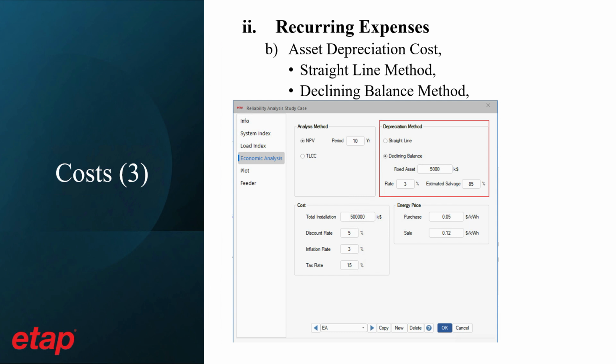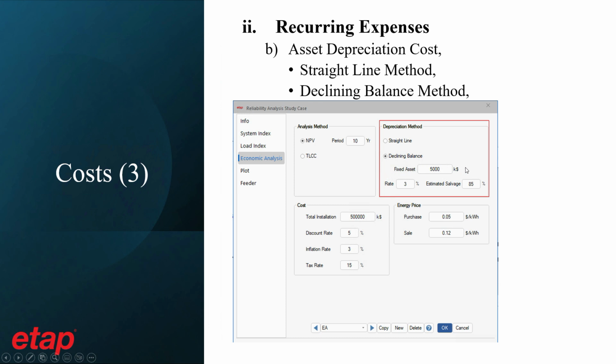So for the calculation of depreciation cost, there are two well-known methods in the literature again. The first one is the straight line, which assumes that the value of asset is depreciated over its life cycle through a fixed rate. This method is well suited for the assets that are worn out evenly throughout their life cycle.